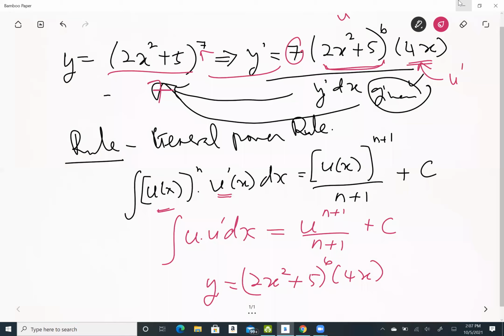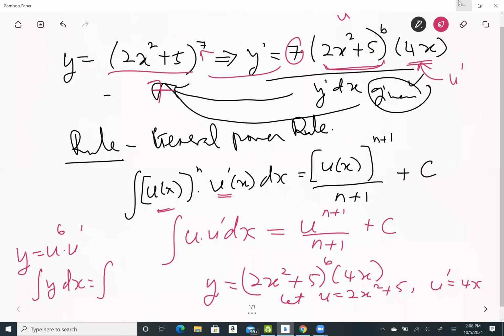And then what you do next is that you let u be the terms in the bracket. So you let u be equal to 2x squared plus 5. Then u prime is equal to 4x. So what do I have? I have y equal to u to the power of 6 multiplied by u prime. So I integrate y.